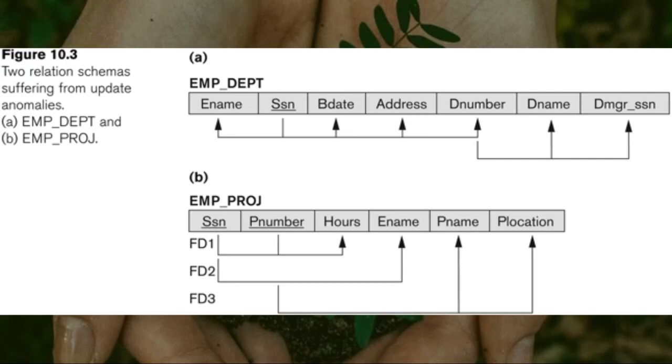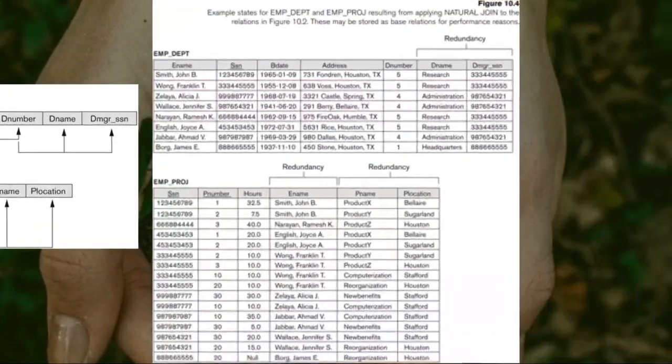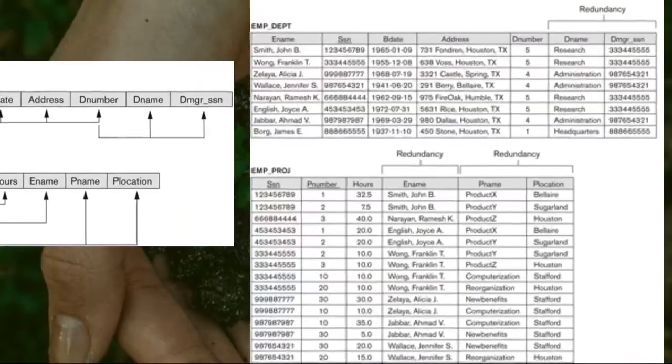And also the modification anomalies. Let's say that we have changed the name of the department number 5. If we have a relation like employee department, what we have to do is change the name of the department for all the employees who work for the department number 5. So that is an extra effort that we have to put in on the modification. So those are the modification anomalies, deletion anomalies, and insert anomalies that you might get. And also you can see that having this sort of design will cause redundancy of data, which is a waste of storage.